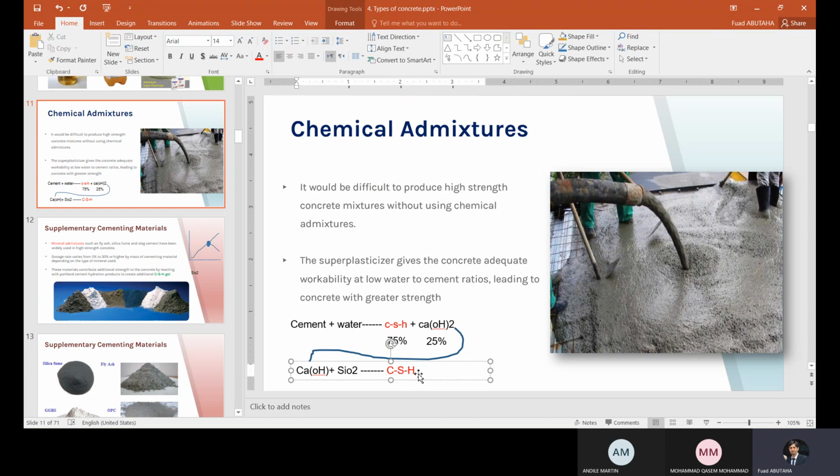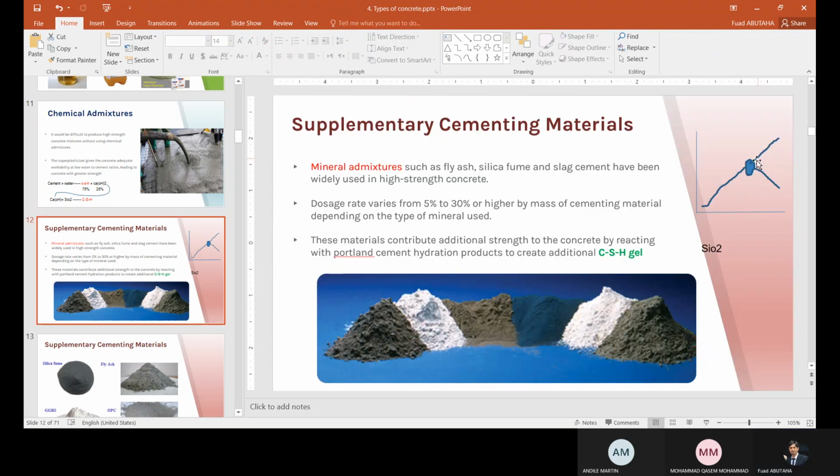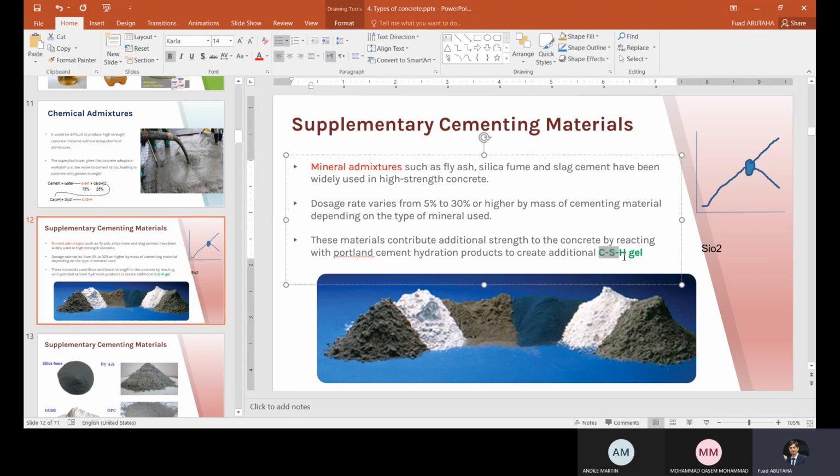And calcium silica hydrate is the source of the strength. The higher the calcium silica hydrate, the higher the strength of concrete. So what I did actually, I increased the calcium silica hydrate, and with the increase in the calcium silica hydrate, the strength also increased. So I increased the strength of concrete further. Here, this is the 75% of calcium silica hydrate, and I add mineral admixtures and they convert the calcium hydroxide to more calcium silica hydrate, so it increased the strength furthermore.